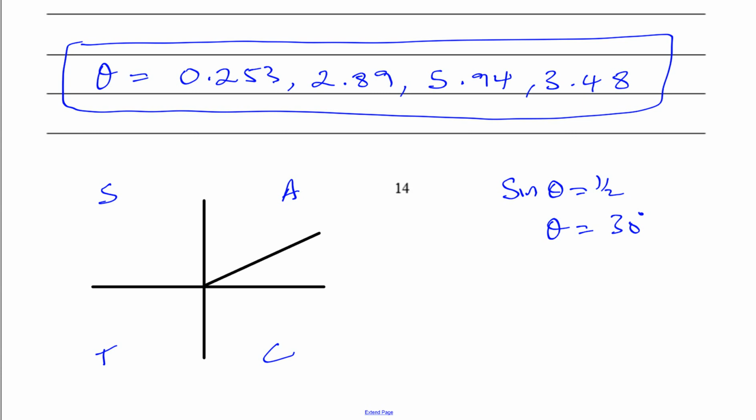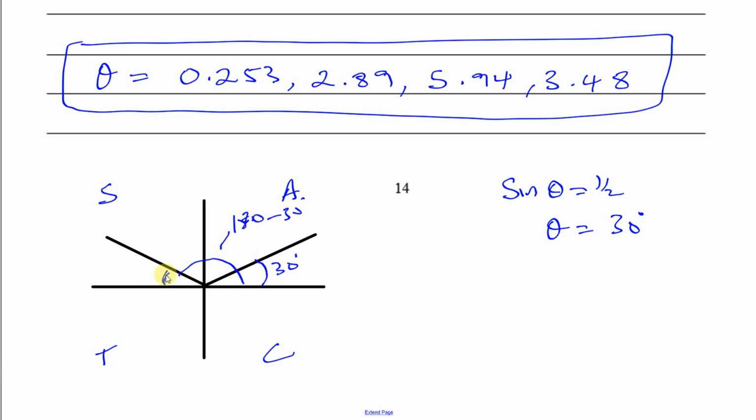Well, sine is also positive in the second quadrant, which is over here. How do I get this angle here? Well, it's 180 minus 30, because this is also 30, because it's symmetrical. So this is 180 minus 30, right? So those are the two main angles that I was talking about.